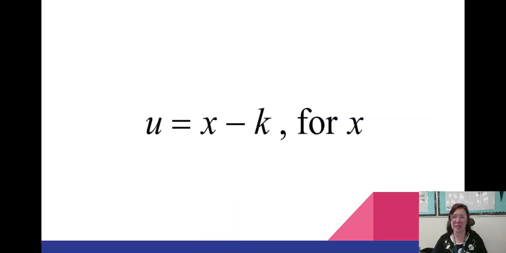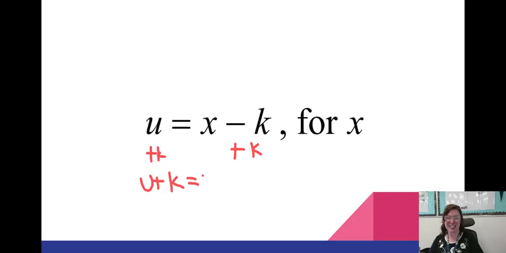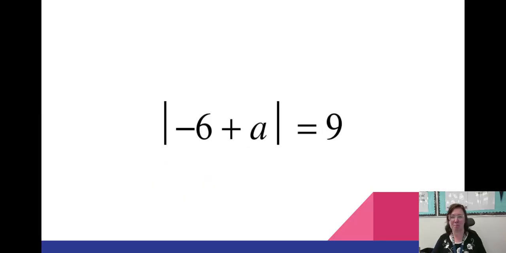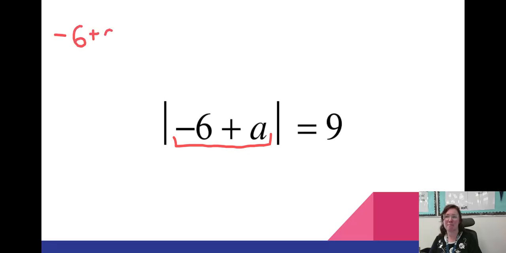Okay, some more practice. Solve for x. Well, this one's not too bad. We have a minus k. The opposite of minus k is plus k. So u plus k equals x. Literally u plus k because we can't combine like terms. Absolute value, there's nothing on the outside, so we're okay with this part in the middle equaling 9. And we're okay with it equaling negative 9.